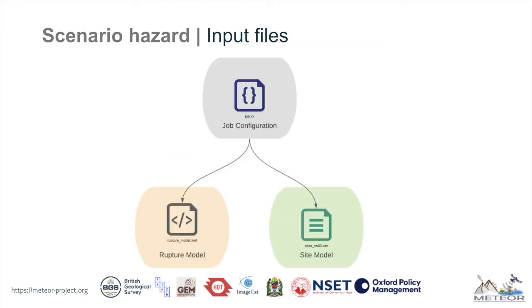Let's take a deeper look at the different input files for the scenario hazard calculator in OpenQuake. For any OpenQuake calculation, there is always a job configuration file. This file has the extension .ini. This configuration file will also link to other files that are used as inputs, as well as parameters for the analysis. In the case of a scenario hazard calculation, those other files are the rupture model and the site model.